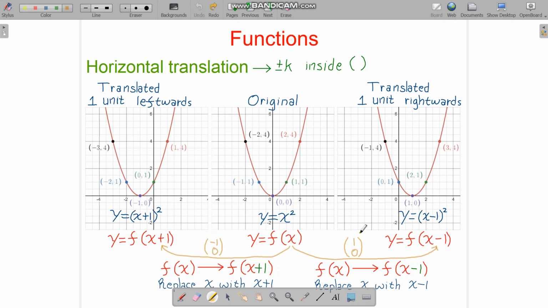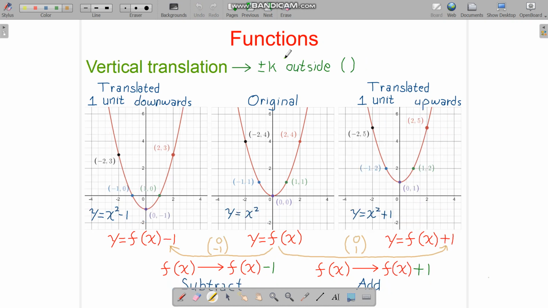In function notation, when you slide to the left, you have +1 on the inside, and if you move it to the right you have minus on the inside. So we replace the x with x plus 1 and x with x minus 1. So in conclusion, the change is plus or minus a number inside the parentheses.